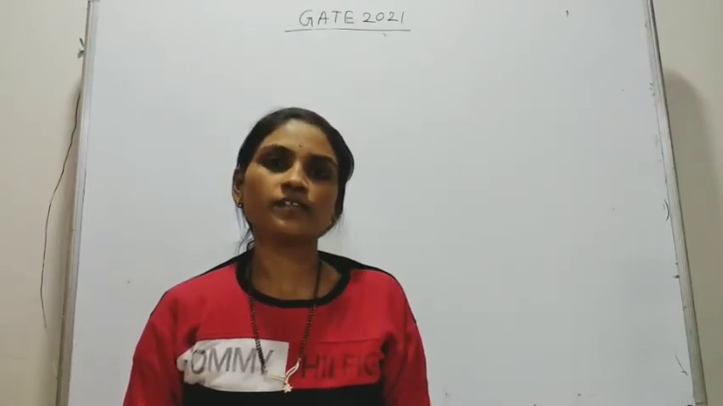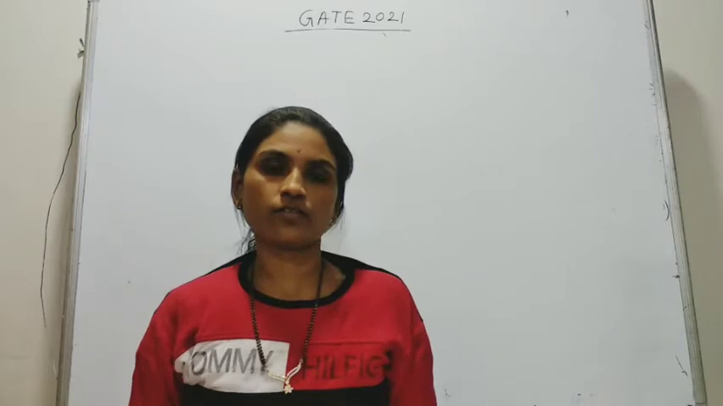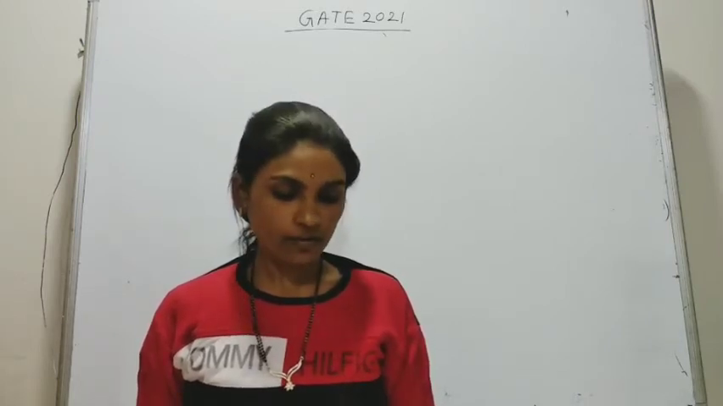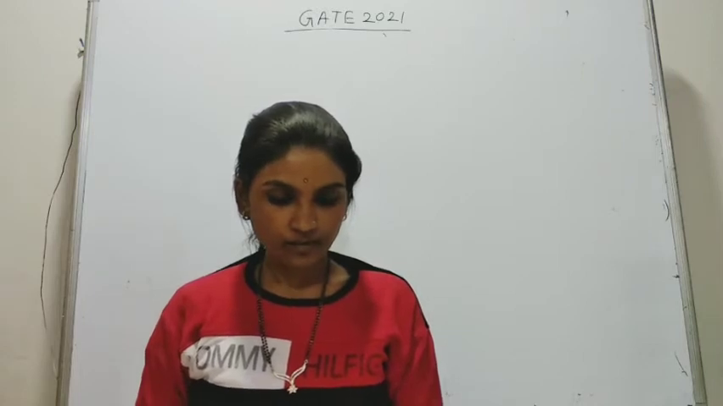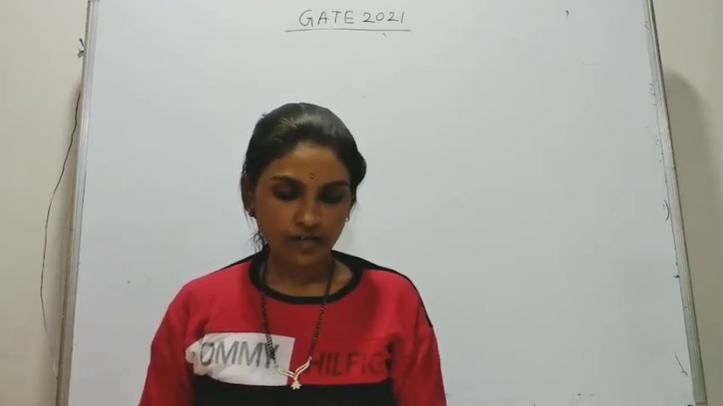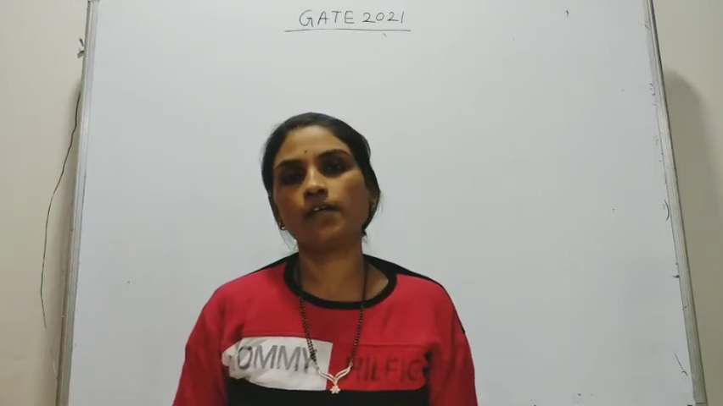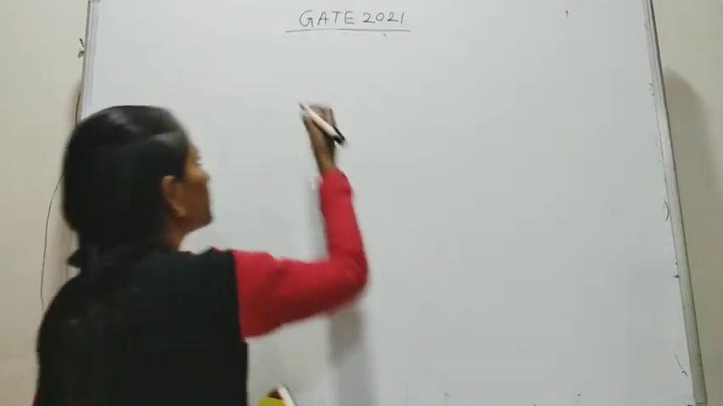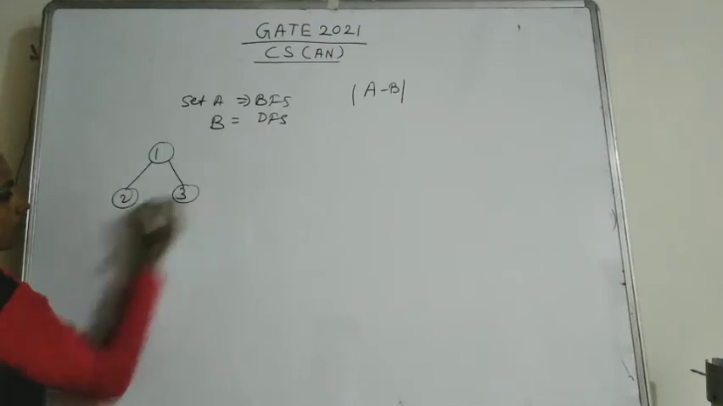So today we discuss the afternoon session computer science questions and their corresponding solutions. So the DS question is given. A is the set of first three elements by traversing BFS and B is the set of elements by traversing through DFS. So what is the value of the cardinality of A minus B? So we have just three.